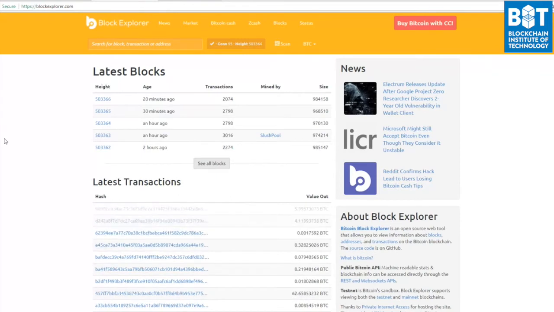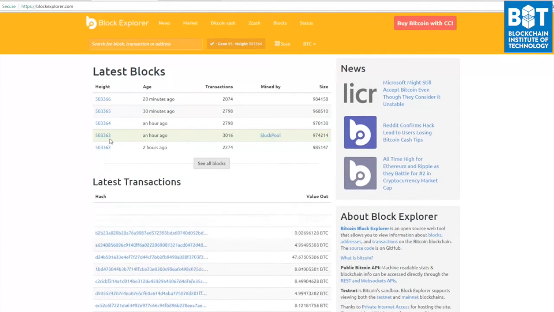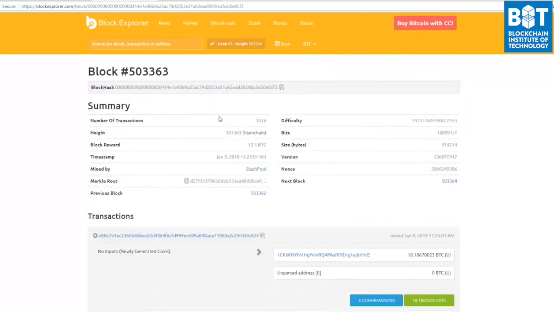To get deeper into this, I want to take you into one of these blocks, and I'm just going to choose block number 503363, which was mined by Slushpool. When I go inside, what you will see is that there were a total of 3,016 transactions, and for that, Slushpool received a block reward of 12.5 bitcoins. We've spoken about the fact that currently the mining reward, which is new bitcoins that are created every time a new block is added to the Bitcoin blockchain, is 12.5 bitcoins.